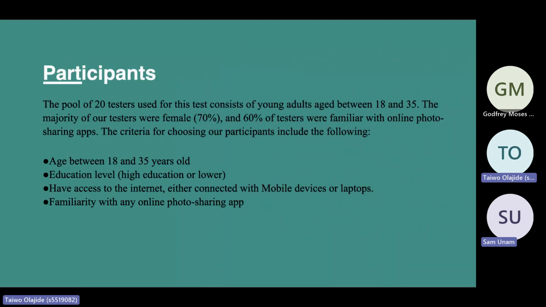So for the participants, we had a pool of 20 testers, and they were between the ages of 18 and 35. The majority of the testers were female, about 70%, and 60% are familiar with online photo sharing apps. Other characteristics of the participants are their high level of education, and also most of them have access to internet and mobile devices.